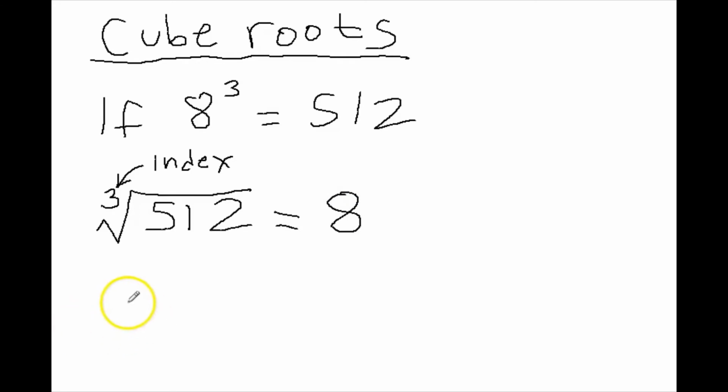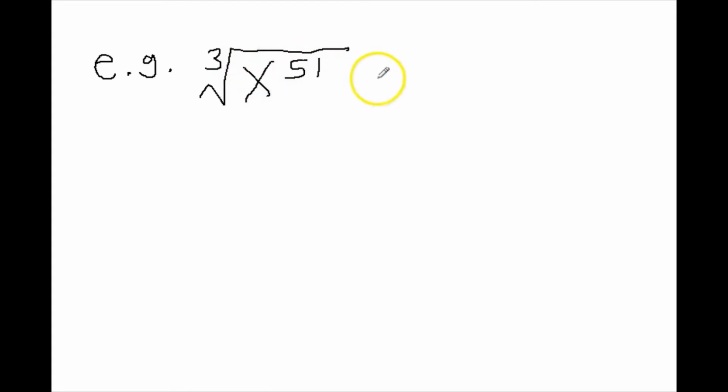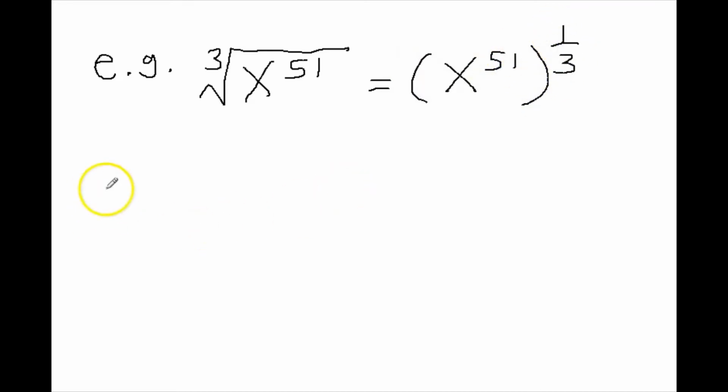You see that? If I want to write this using exponents, I could also say 512 to the 1/3 power is equal to 8. So that's saying the same thing. Got that? So for example, let's throw some algebraic expressions into this. Let's just say I want the cube root of x to the 51 power. Okay, well, it's really convenient here to write this using exponents. So this will be x to the 51 power raised to the 1/3 power.